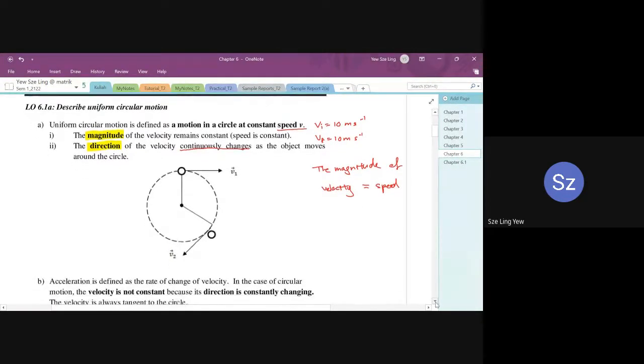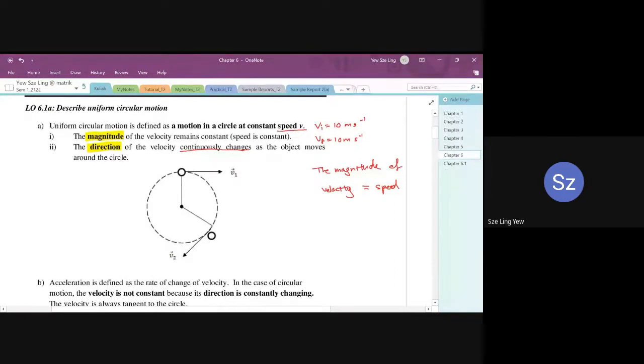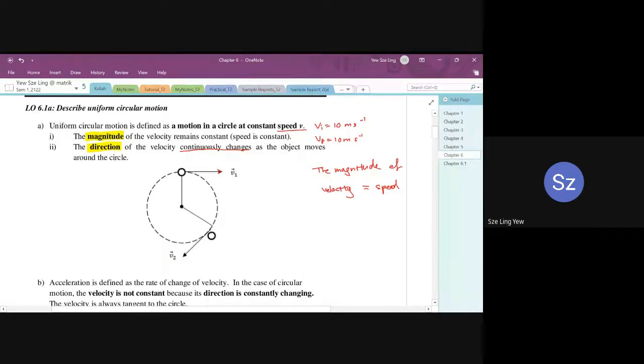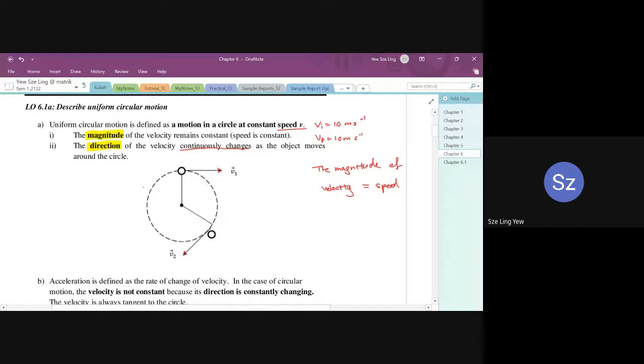If you look at the diagram, for V1 the direction is going to the right, but when it moves to V2, the direction is southwest. It's pointing towards the southwest. So the direction of V keeps changing.